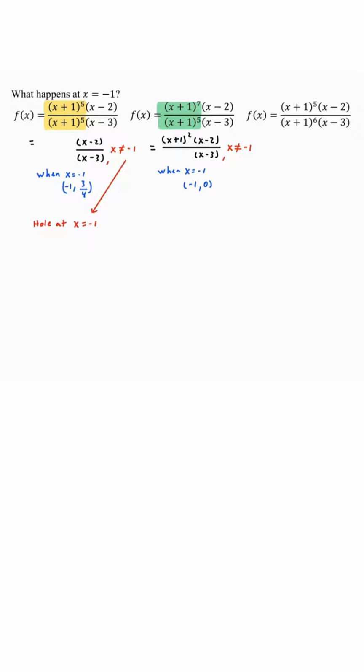When you substitute x equals -1, you get (-1, 0), meaning there's a hole located at -1. What's different from the first is that we actually know the hole is located on the x-axis. Is there a faster way of figuring this out? Yeah, there's an x plus 1 in the numerator.